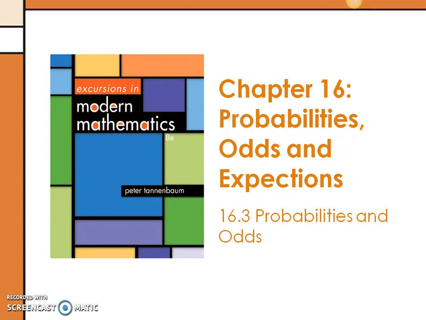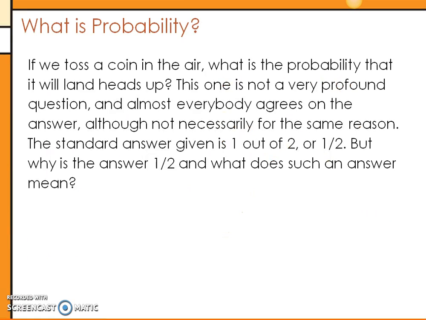Here in 16.3, now that we can figure out the number of outcomes, we're going to look at whether we can use that to get an actual probability, or a chance that something might happen. If we toss a coin, there are two different things that could happen: you could get heads or tails. The standard answer is that flipping tails is 1 out of 2 options. So why is the answer 1/2, and what does it mean?